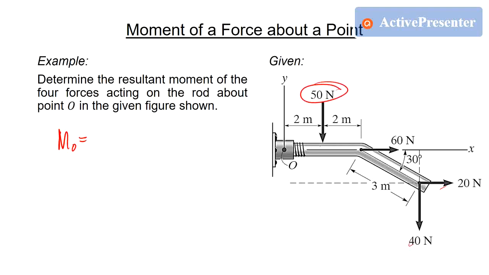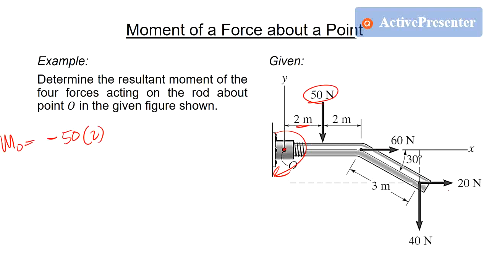first, let's start with 50. The effect of 50 and its distance first. If we get the distance, this is the perpendicular distance. So that is 2 meters. The effect is clockwise. So the moment is 50 times 2, a negative moment about O, because 50 is a clockwise effect to point O and is 2 meters from point O.